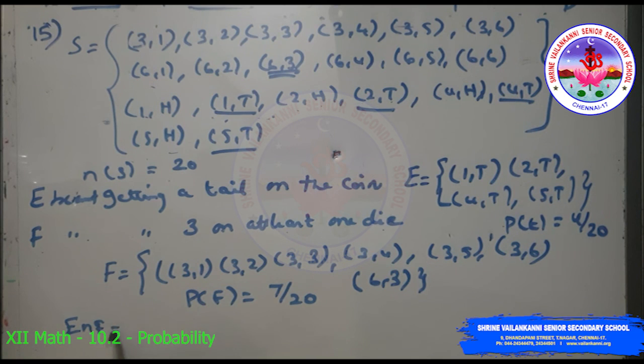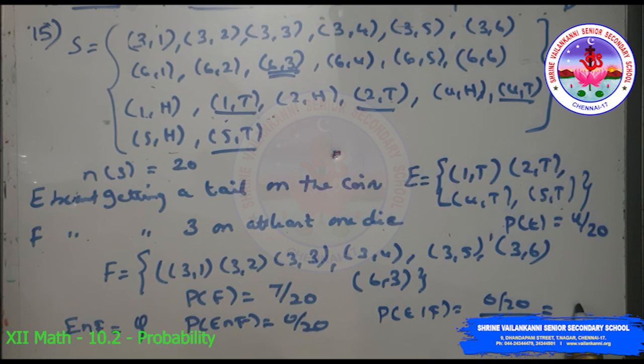So E intersection F is the common between E and F. Here the second die ends in a tail, we don't have any tail. So E intersection F is the empty set. So we can write P of E intersection F is 0 by 20. So what is P of E by F? 0 by 20 by 7 by 20, which is 0. So the required probability is 0.